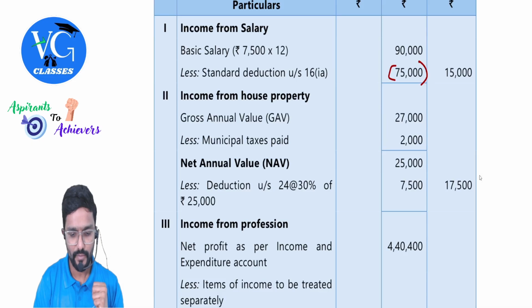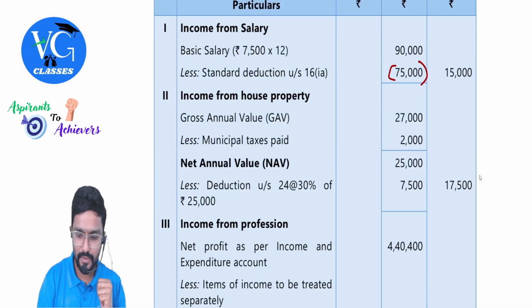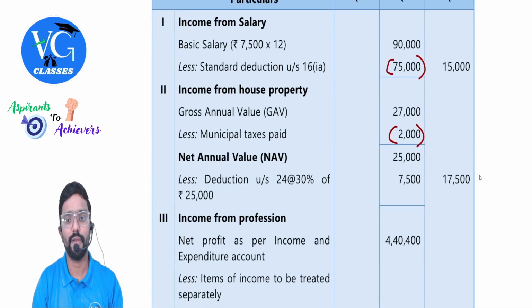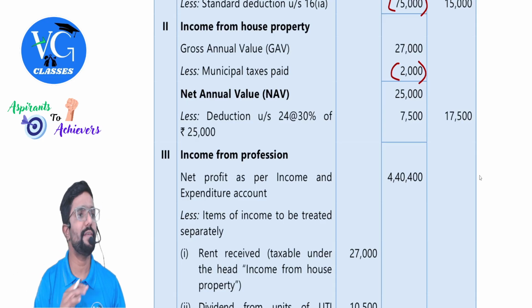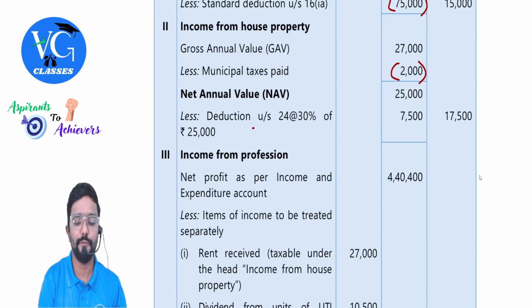Yes. So 2,000 municipal tax. It's better to put it in bracket whatever you're deducting. So you will get net annual value 25,000. No interest and all. So 30% of NAV is allowed as a deduction under section 24A.